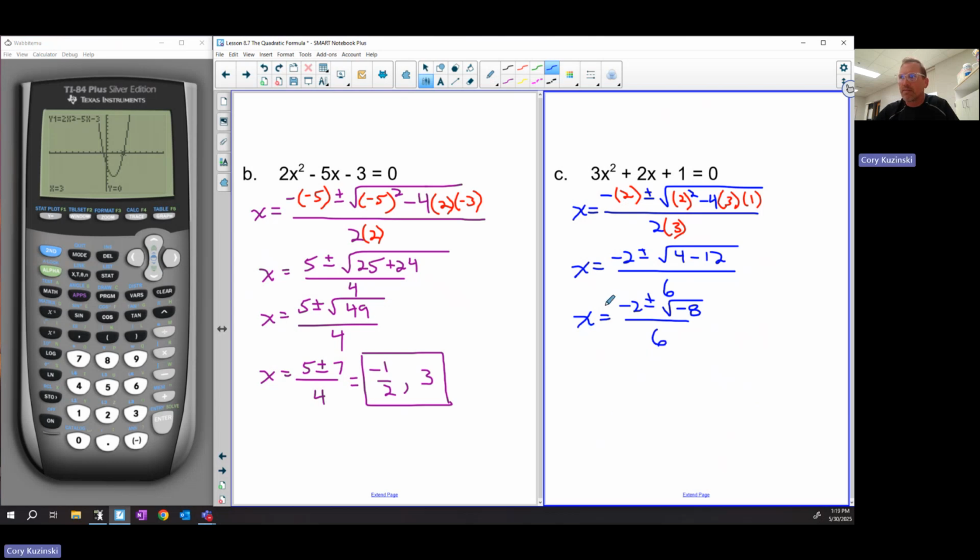Okay, well, is this my answer? Let's see. Let's graph this thing, because there is no square root of -8, right? Let's just type this in right here. Let's go no real solution because of that -8.